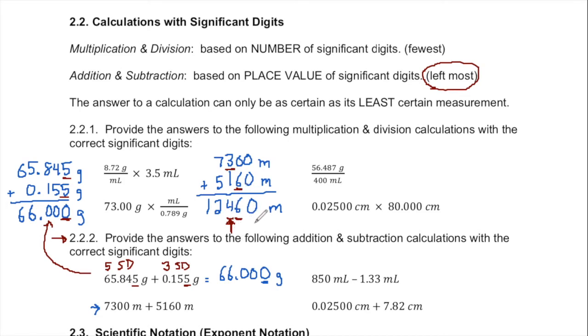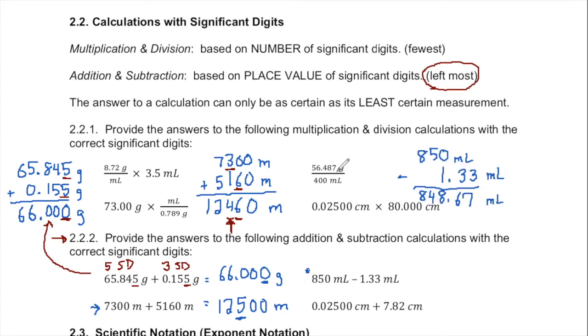If this number is plus or minus 100, there's no sense saying that this 60 is known. So we need to round it to the hundreds place. The 6 is large, so we're going to change this 4 to a 5 and report this as 12,500 meters, showing that the uncertainty is in the hundreds place.